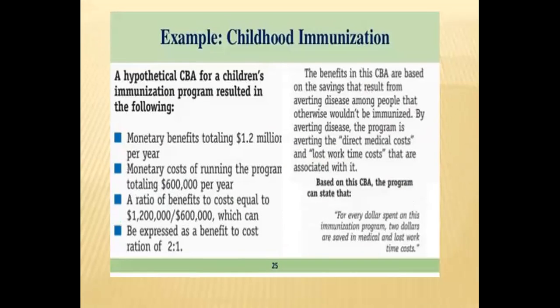For example, childhood immunization. There is a hypothetical CBA for child immunization. The monetary benefit is a total of 1.2 billion, and the monetary cost running is 666 million dollars per year, and the ratio of benefit to cost is about 2 to 1.